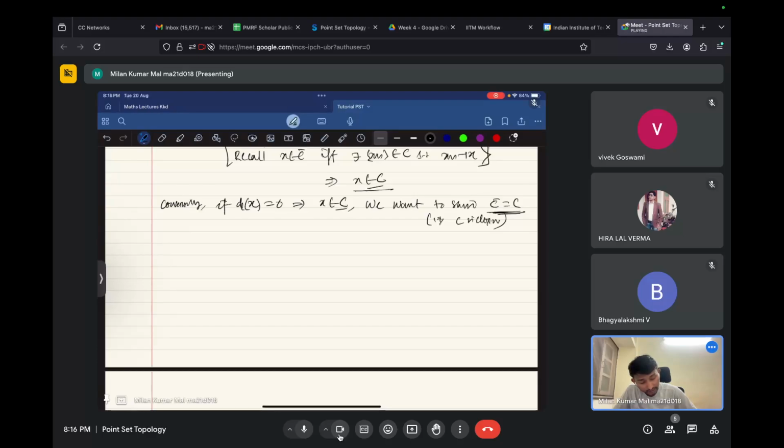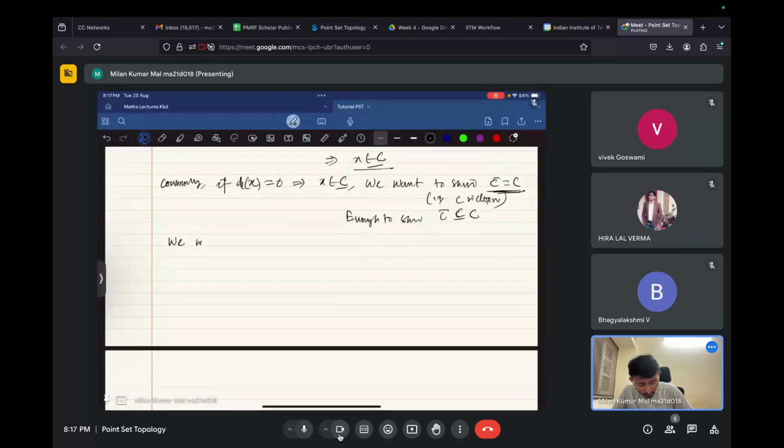Proving this one is enough to show C closure is a subset of C, because C is always sitting inside the C closure. So it is enough to prove that C closure is a subset of C.